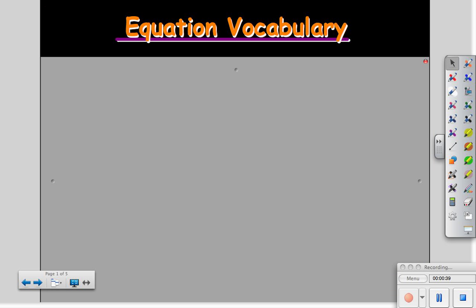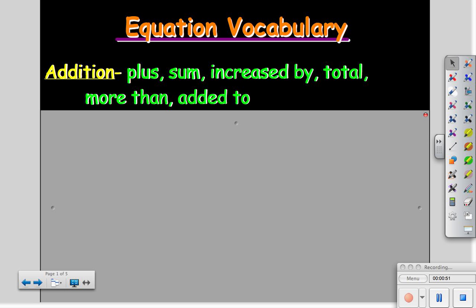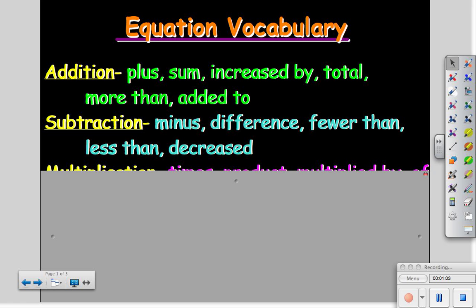Here's a little bit of equation vocabulary that will help you in deciphering these expressions, equations, and inequalities. First of all, addition. When you see the words plus, sum, increased by, total, more than, or added to, you'll be discussing addition. Minus, difference, fewer than, less than, and decreased or decreased by will all insinuate subtraction.